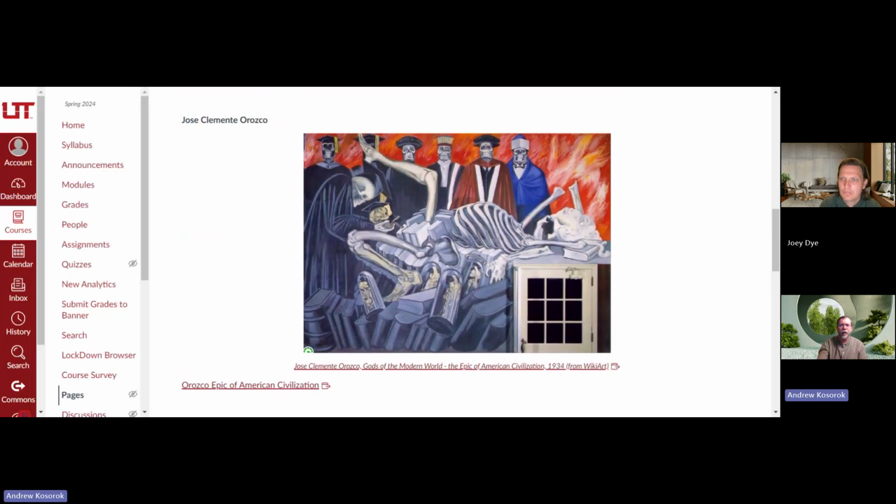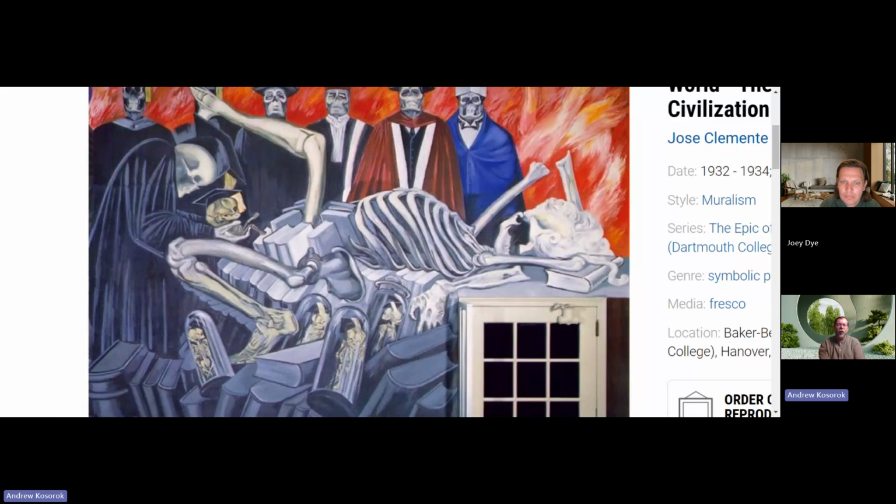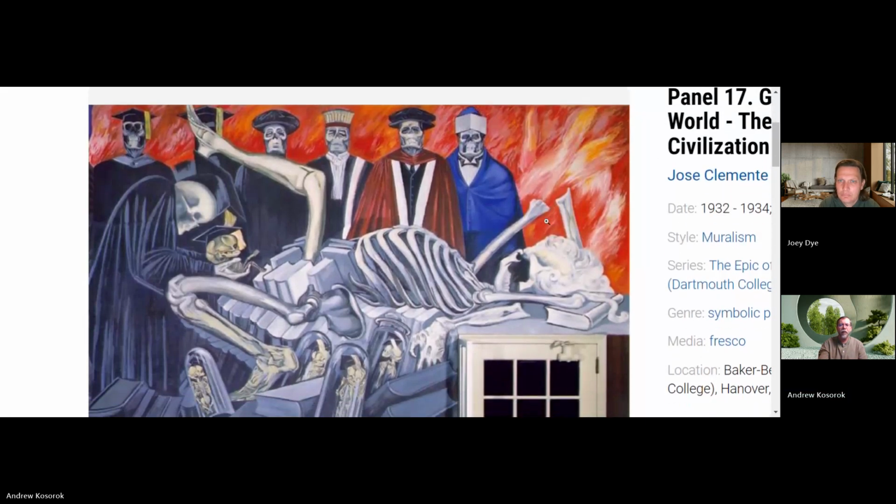But this is called Gods of the Modern World. And remember, Aaron Douglas developed 6 panels that were encompassing elements of Black American history. And Jose Clemente Orozco is doing something very similar in this series, but he is engaging the relationship with the contemporary world. And he wants people to establish a connection with that. And what's interesting to me is when we look at this, these figures seem very intimidating.